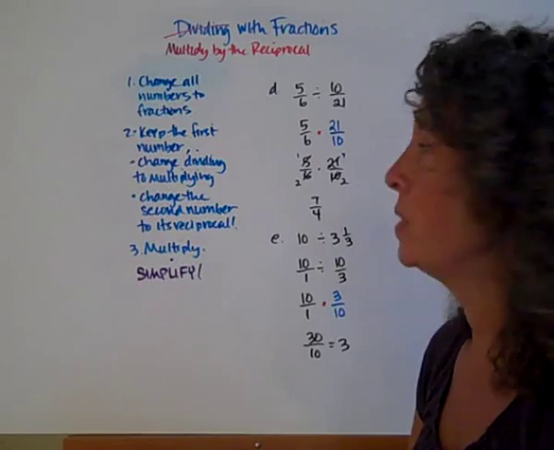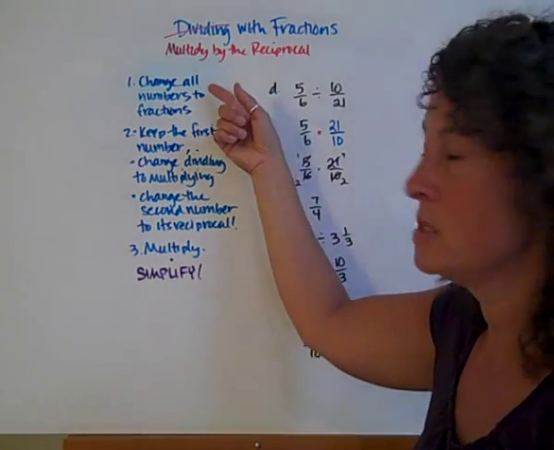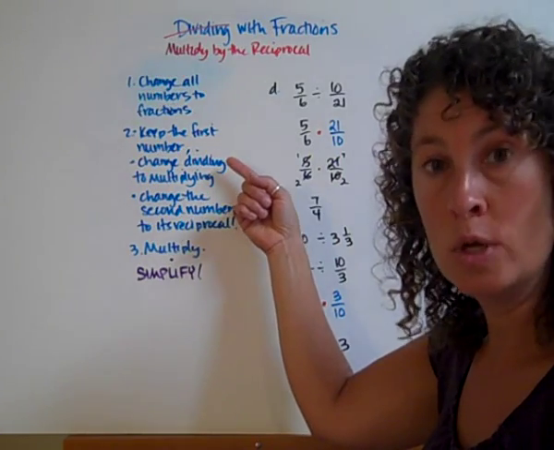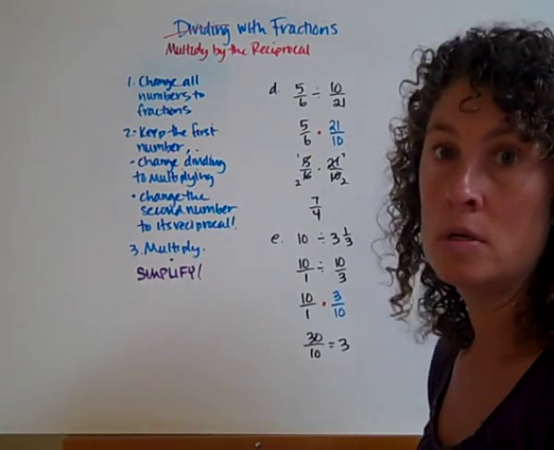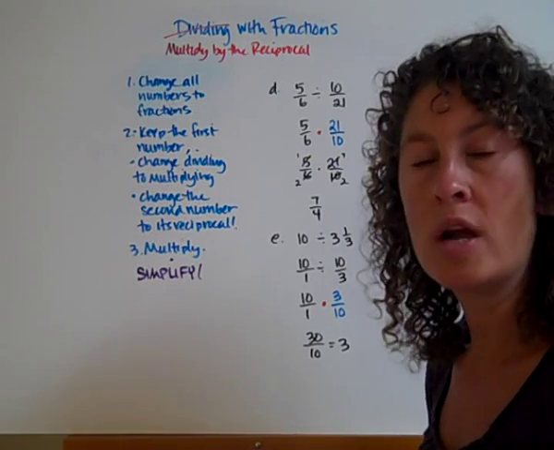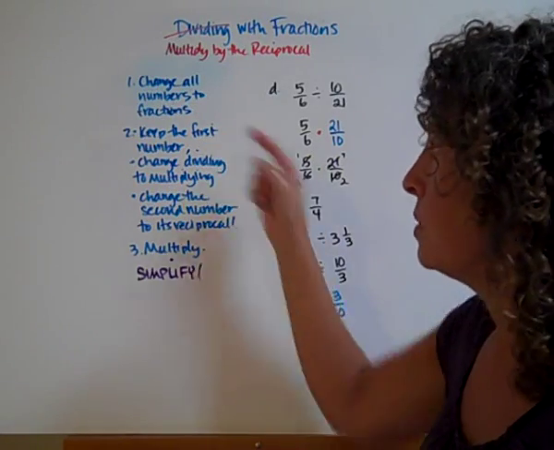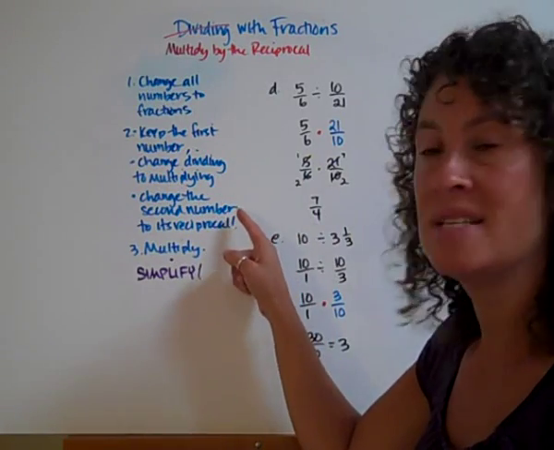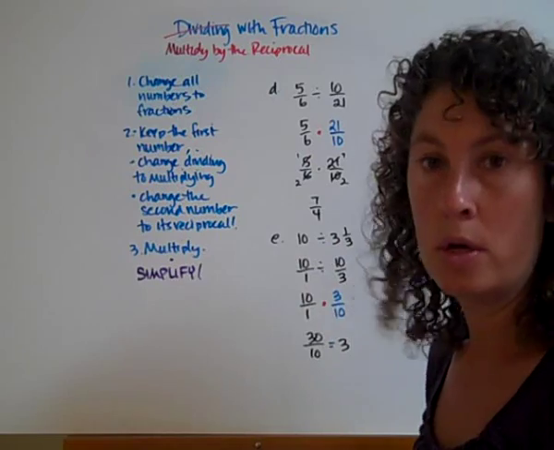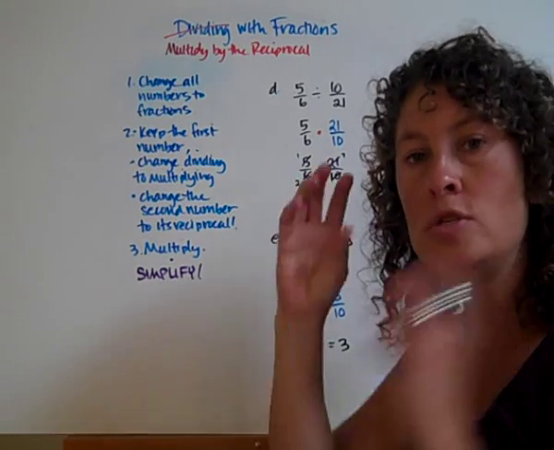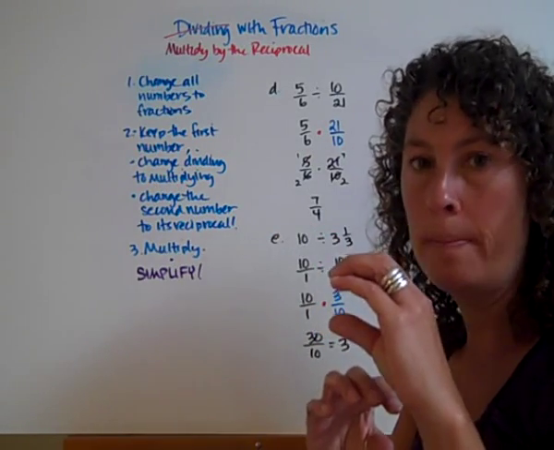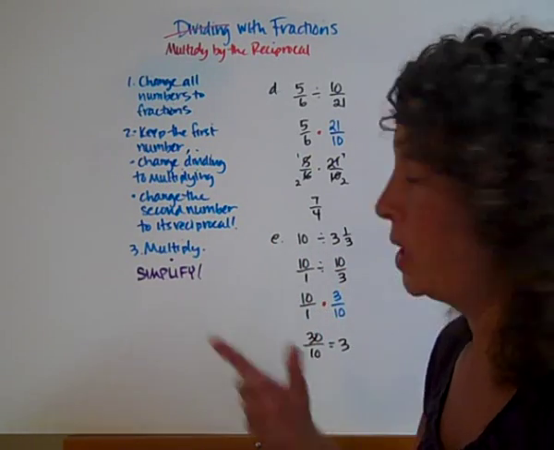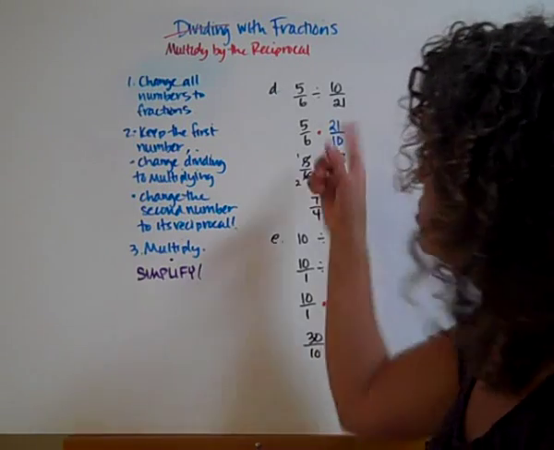So same basic rules as multiplying. First, we're going to change all the numbers to fractions. Next, we're going to change this dividing into multiplication. We're going to keep the first number. This sounds a lot like subtracting with integers. We're going to keep the first number. We're going to change dividing to multiplying. And then we're going to change that second number to its reciprocal. And when we talk about a fraction, a reciprocal means you take the numerator and denominator and switch them. So we're going to flip it on its end. We're going to then multiply, just like we did when we're multiplying, and simplify. Don't forget to simplify. So let's try a few.